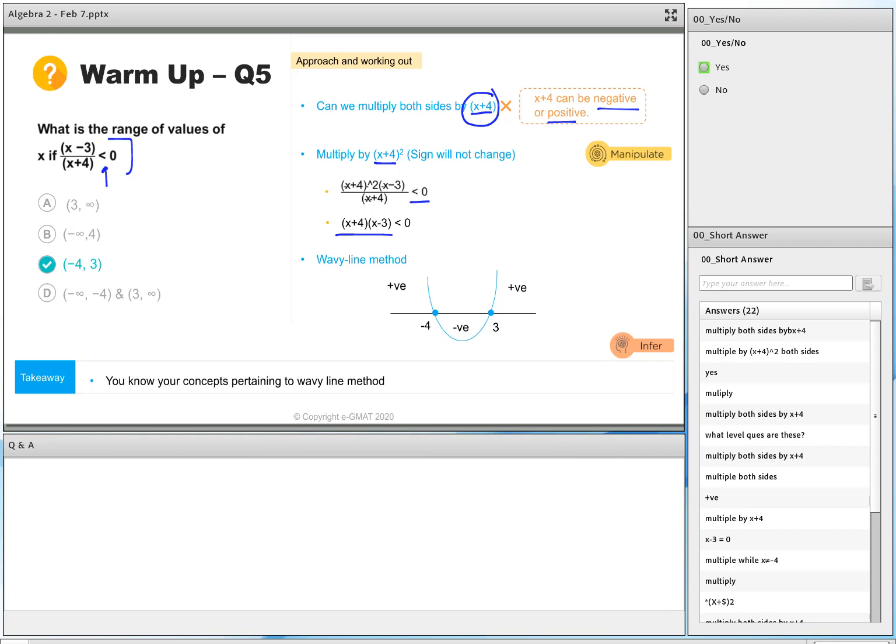The second way out here is you do not multiply with x plus 4, you multiply it with x plus 4 whole square. Now, the positive thing about x plus 4 whole square is that it is a perfect square, a non-negative number. Since it's a non-negative number, the sign of this inequality will not change. Since it does not change, I can easily calculate with the next part, right?